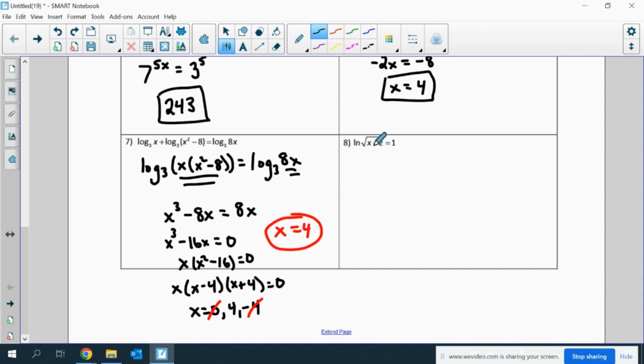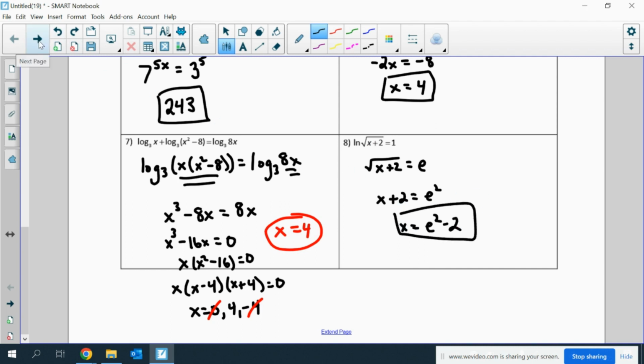Natural log of square root of x plus 2 equals 1. What I would do in this case is take e to both sides. So the square root of x plus 2 equals e to the 1, which is e. Then I'm going to square both sides. Then I'm going to subtract 2. So e squared minus 2 is definitely bigger than 0, and it's definitely bigger than negative 2, so that means it's okay to be inside of the radical. So x equals e squared minus 2.